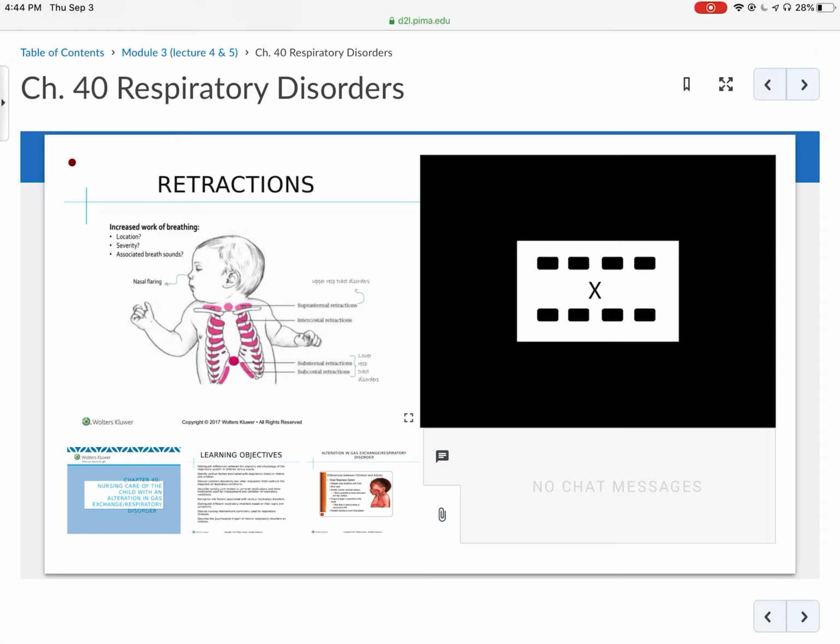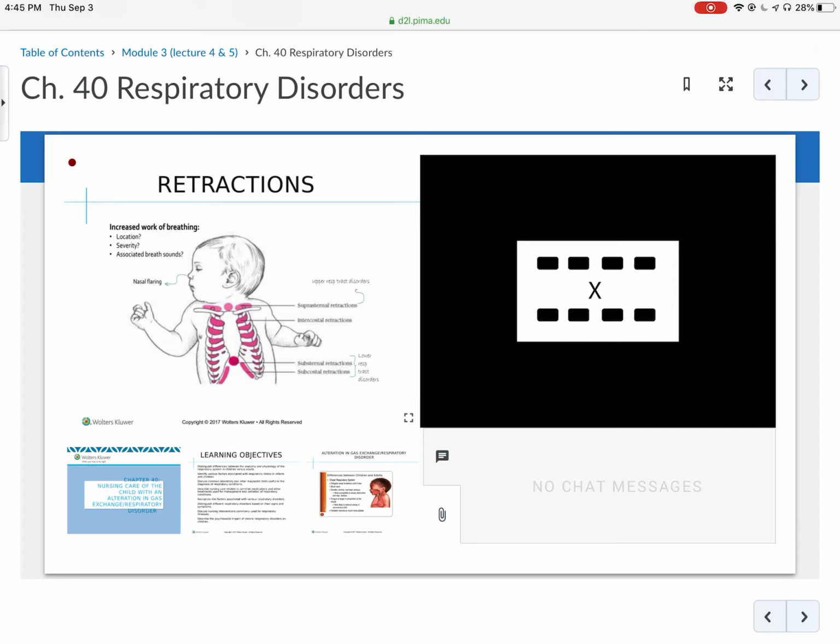So we talked about retractions, increased work of breathing. Where are they having problems? You want to get those clothes off. You want to look at that chest. We always talk about upper airway and lower airway when we try to distinguish between disease processes, retractions that are going on. Retractions are pretty easy to remember.